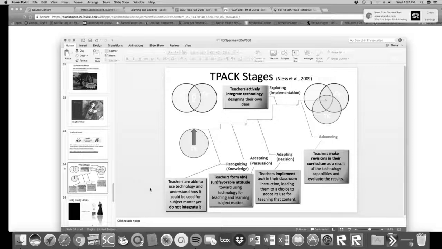So the first step is teachers are able to use technology, understand how it could be used for subject matter, but do not integrate it. Well, actually, the first step is teachers understand their content, and teachers understand how their content can be understood by students through multiple applications of differing pedagogies. That's your first step. Technology is teachers attend a PD.